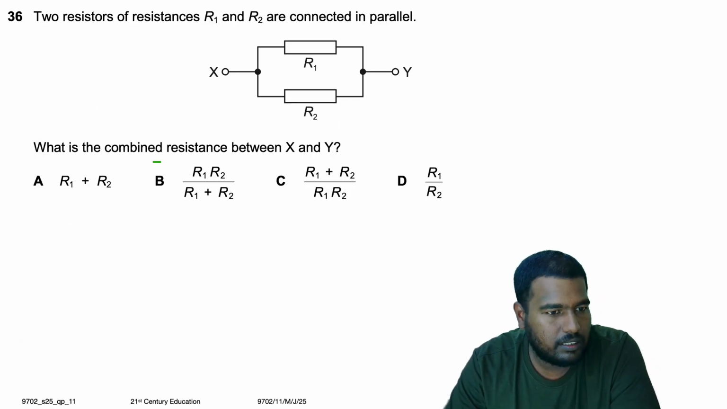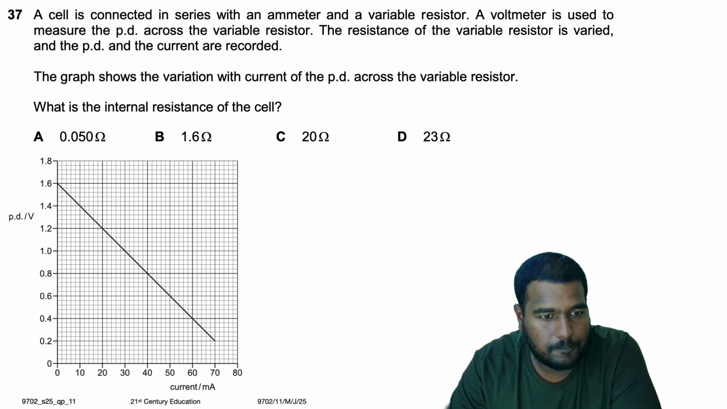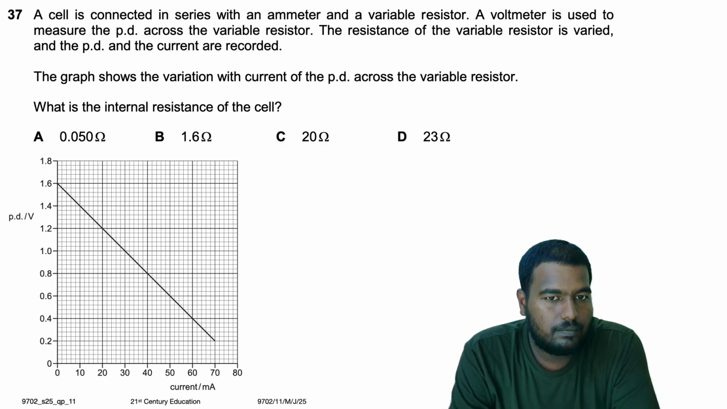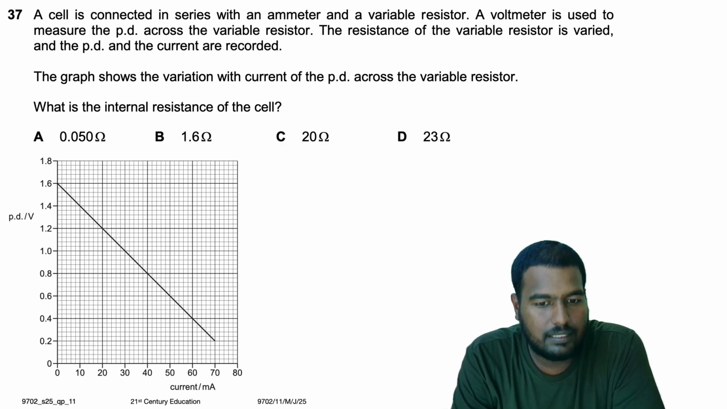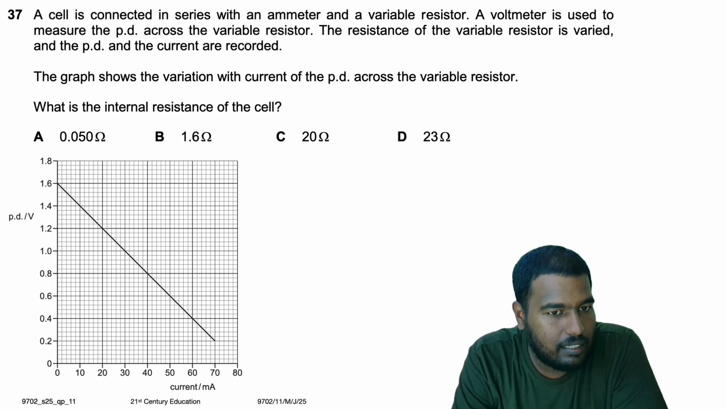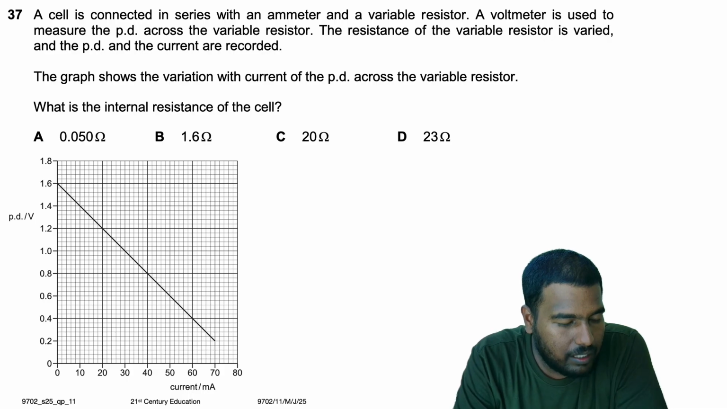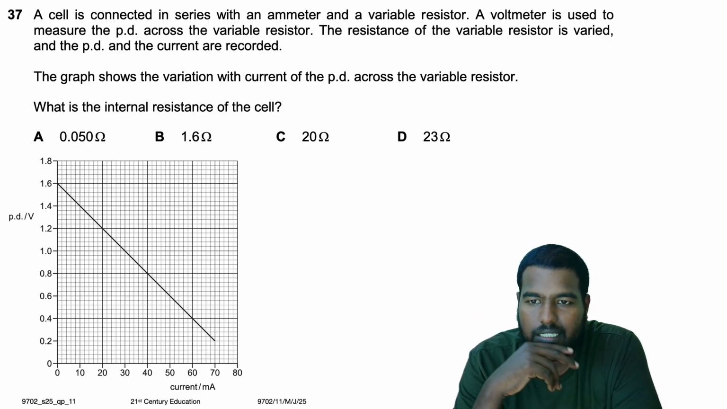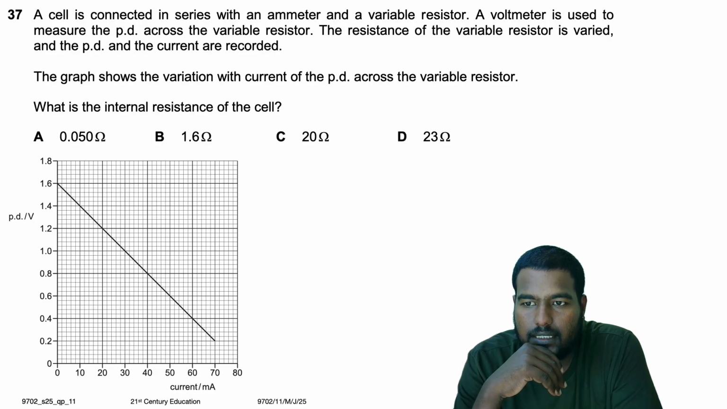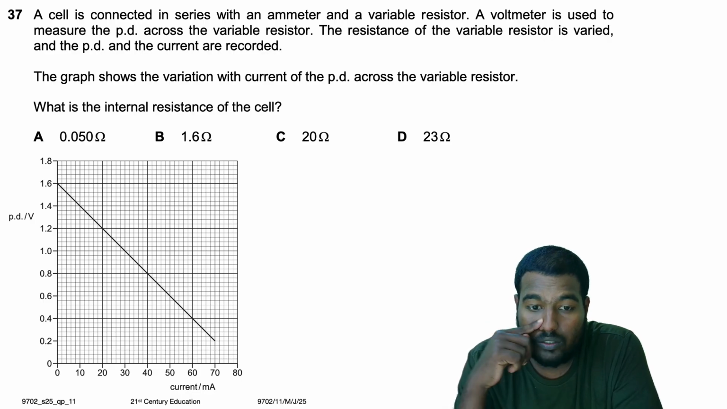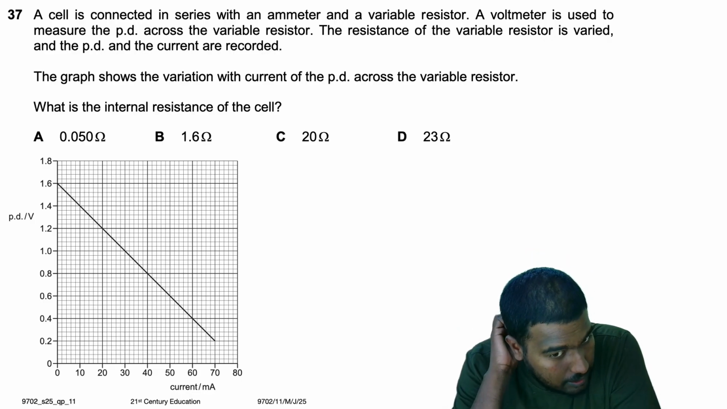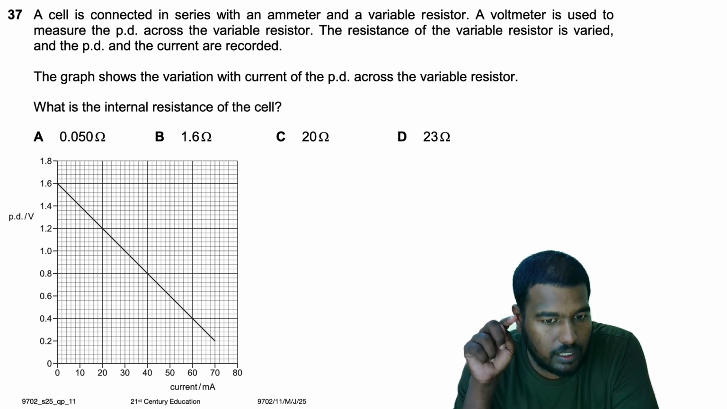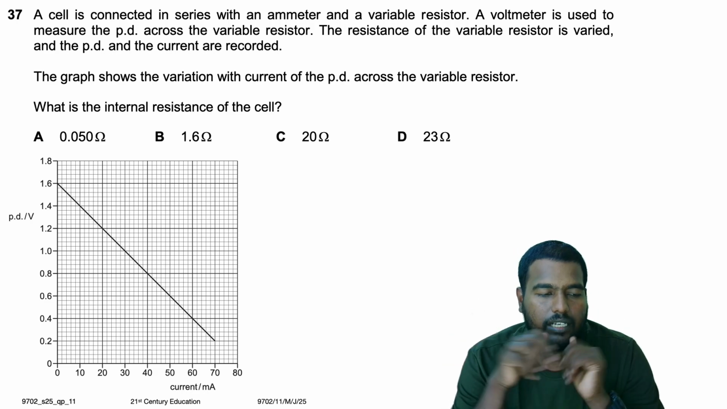So this is very easy. A cell is connected with a variable resistor. Internal resistance. What is internal resistance? This variable resistor's IV curve is given. The variable resistor is connected to the cell and then its IV curve is given.